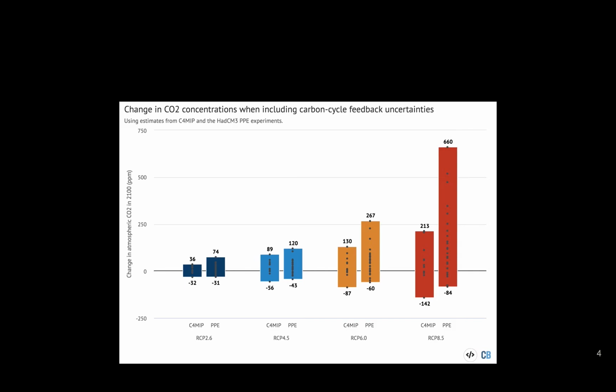Here's another way of looking at the same data. Here, instead of showing the absolute concentrations in the year 2100, I'm showing the change in atmospheric CO2 relative to the fixed concentration scenarios for each of the RCPs. So, in RCP 8.5, in the C4MIP experiments, we have anywhere from 142 parts per million lower to 213 parts per million higher CO2 in 2100. Similarly, it's 84 parts per million lower to 660 parts per million higher in the PPE. And similar values, albeit smaller, for the rest of the concentration scenarios.